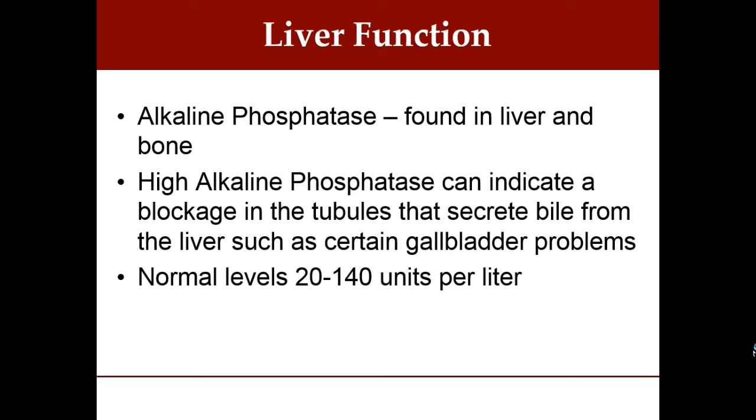Sometimes people with gallbladder problems, say, will get a stone that will block the bile duct, and that may cause this number to become elevated. Again, this number has a very wide range as well. Anywhere from 20 to 140 international units per liter is considered to be a normal level. And again, this test may be done for a variety of reasons, and we'll get into those in the next slide here.